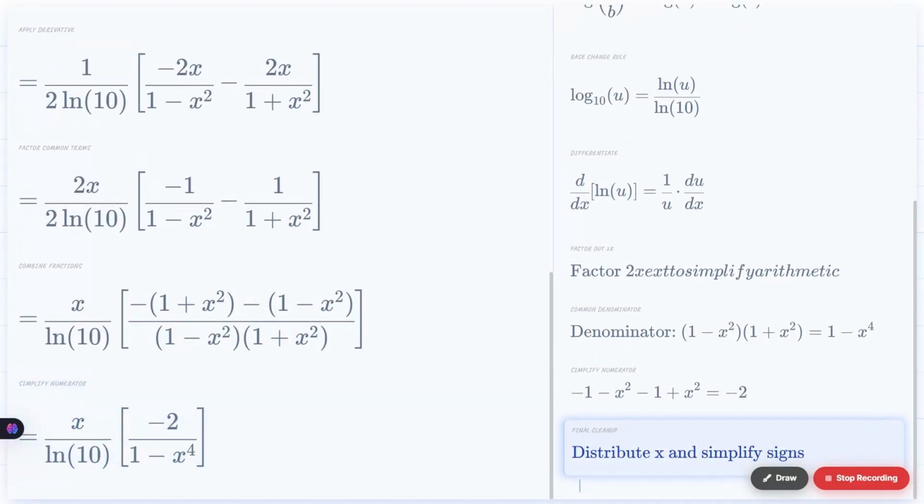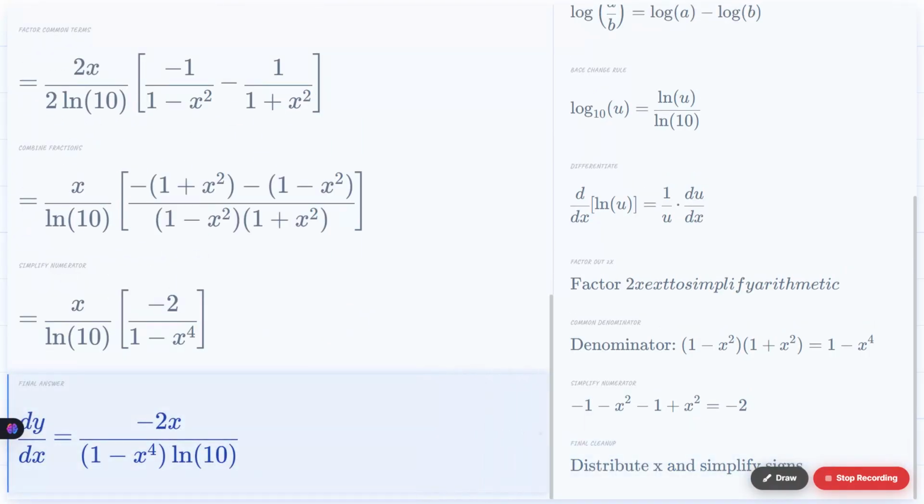We prepare to multiply everything together. We do this to reach the final form. We will move the parts around to make it look neat. We write our final answer for dy divided by dx. We do this to show we finished the problem. The answer is -2x cubed divided by the quantity 1 minus x to the 4th power times the natural log of 10.